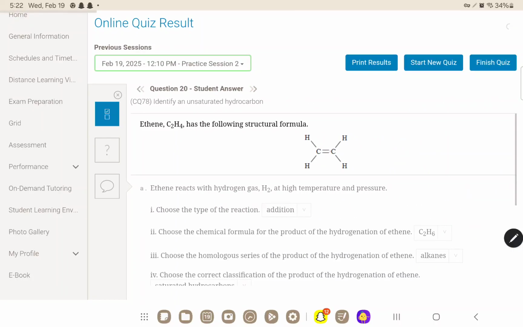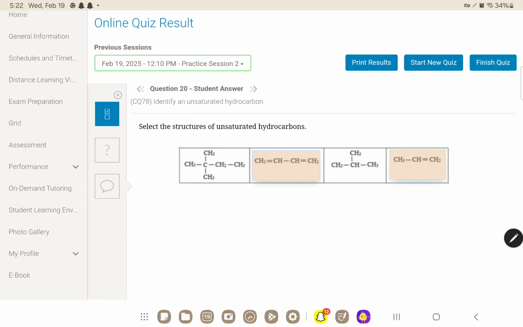Now, moving on. Which of the following is unsaturated hydrocarbons? When we say unsaturated, we mean there is presence of double bonds. Whatever has a double bond, select. Whatever does not have a double bond is saturated.